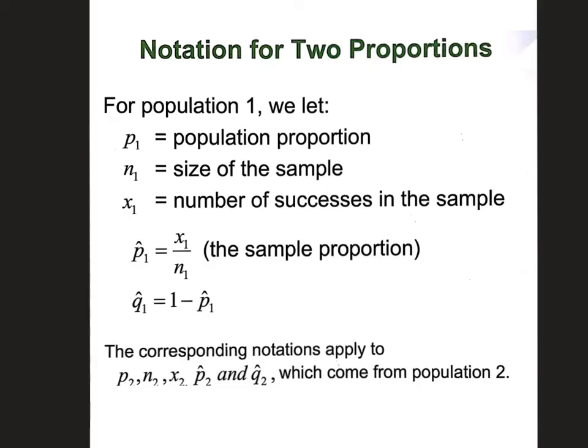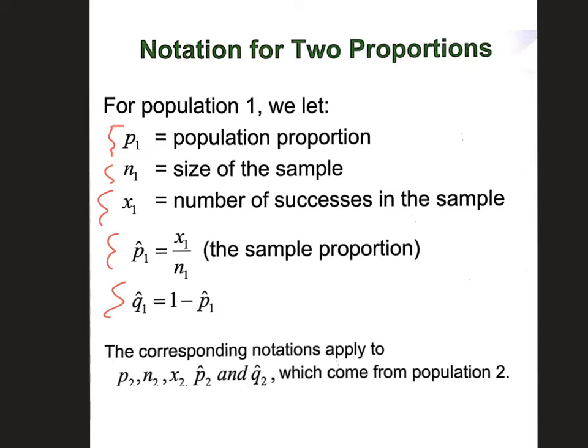All right, notation. You've got to know these things. Some of y'all still don't know these. These have not changed ever since we've been doing this stuff. P1 is your population proportion of sample 1. N1, the size of sample 1. X1, the number of successes in sample 1. P hat 1, the sample proportion from sample 1. Q1 hat is Q hat from sample 1.